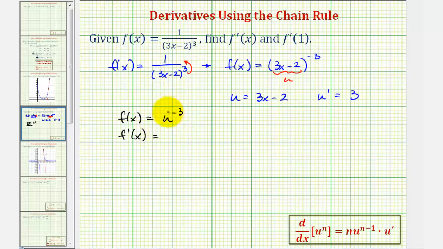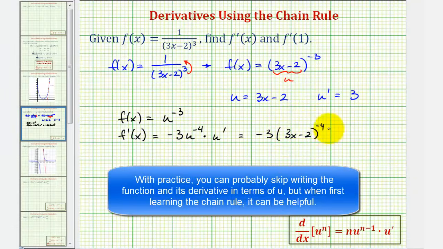And now to find f prime of x, we'll apply the extended power rule. We'd multiply by the exponent, that's going to be negative 3 times u to the, we need to be careful here, we're subtracting 1 from the exponent. Negative 3 minus 1 is negative 4, and then times u prime. Well, we have u and u prime right here, which means f prime of x is equal to negative 3 times the quantity 3x minus 2 raised to the power of negative 4 times 3. So f prime of x is equal to negative 9 times the quantity 3x minus 2 to the power of negative 4.